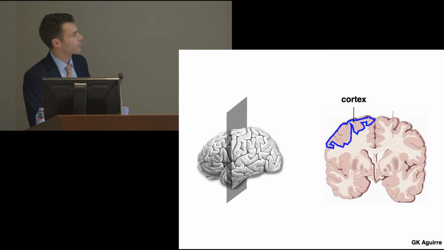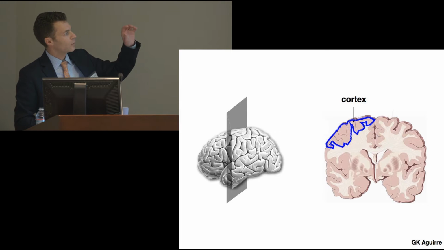So the cortical surface contains what's called the gray matter, and then the deeper structures of the brain are called the white matter. Okay? So there's the cortex indicated. It's the gray matter layer that's on the outside of the brain, and the white matter is deeper in.